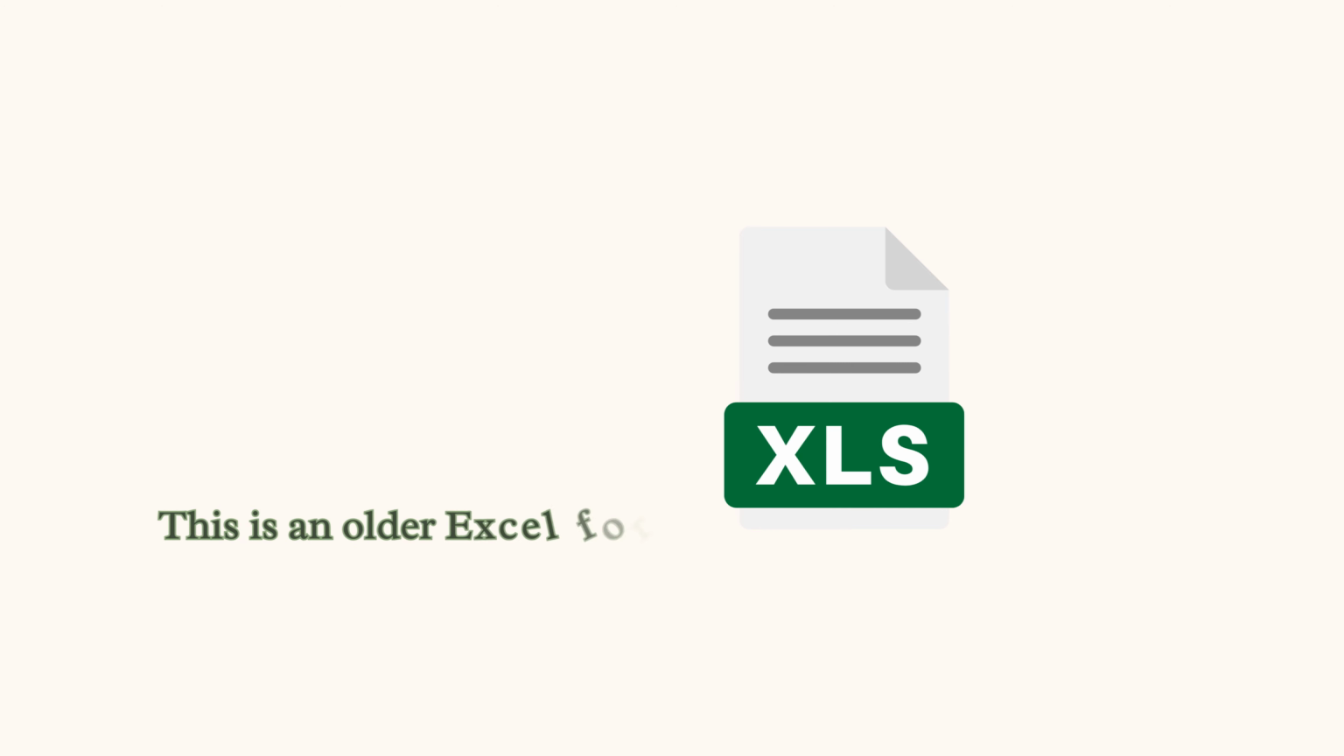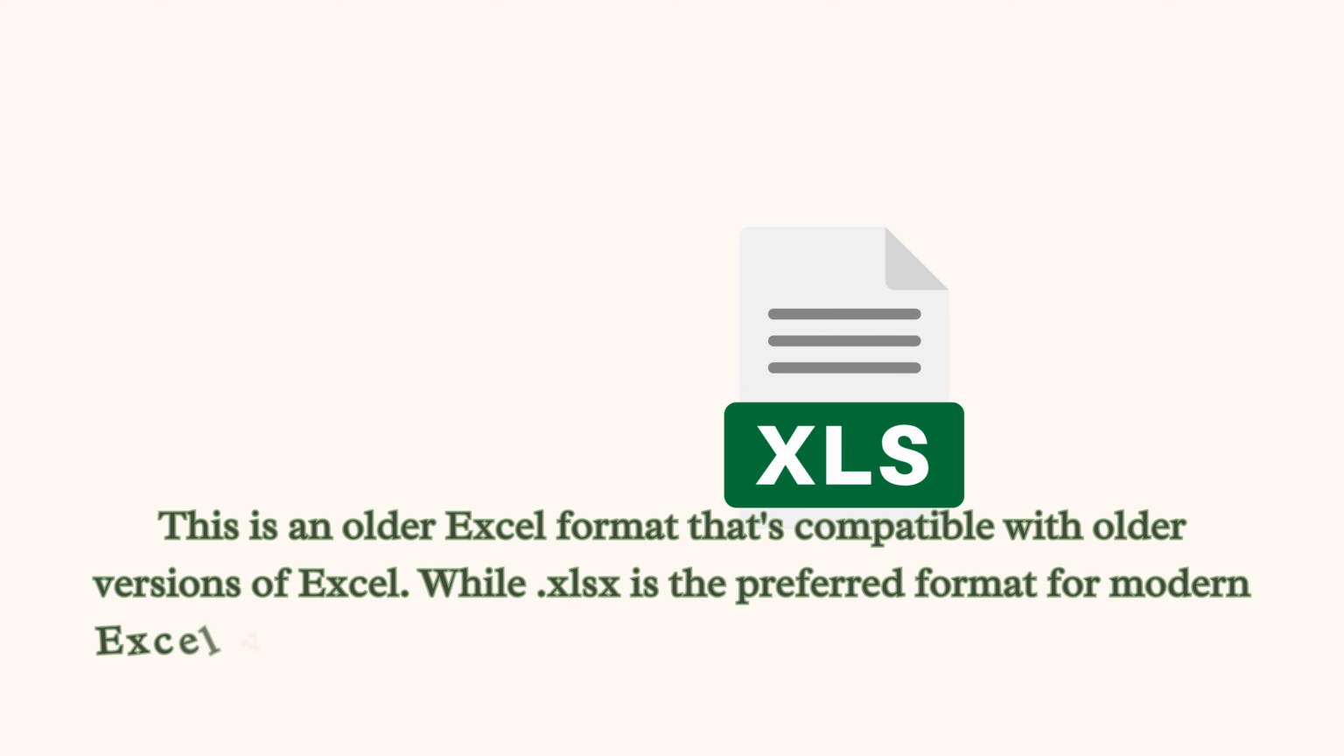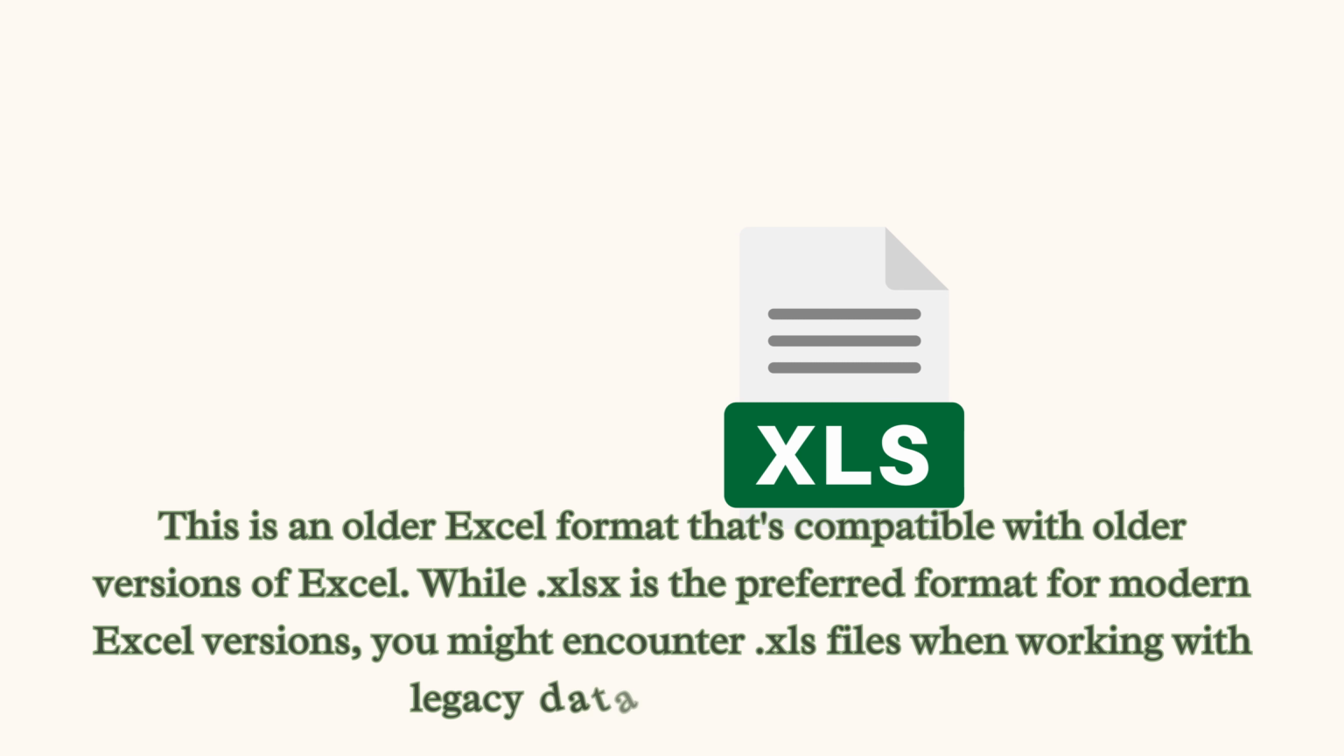.xls, Excel 97 to 2003 Workbook. This is an older Excel format that's compatible with older versions of Excel. While .xlsx is the preferred format for modern Excel versions, you might encounter .xls files when working with legacy data or older software.